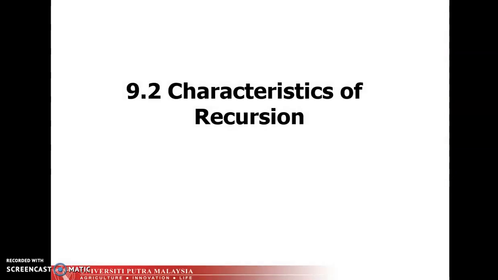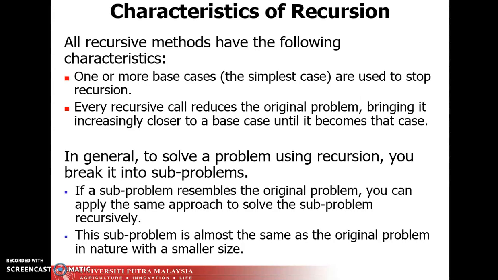Okay, and this is the final section of the chapter, called characteristics of a recursion. Generally, there are two common characteristics of a recursion. Firstly, it should contain one or more base cases, which are the simplest cases, in order to stop the recursion cycle. Okay. In order to reach the base case, recursion should be able to break a big problem into smaller problems, bringing it increasingly closer to the base case until it becomes that case.